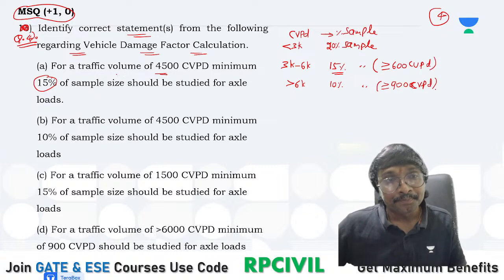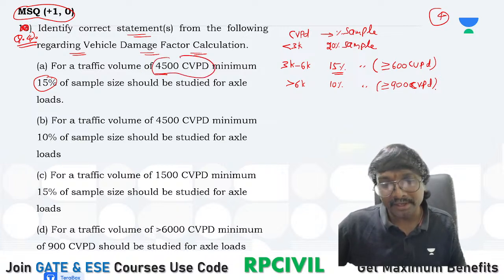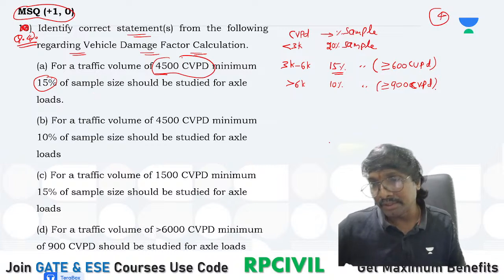Now tell me, for a traffic volume of this 4500 CVPD, what is it? Minimum 15% sample size should be studied.